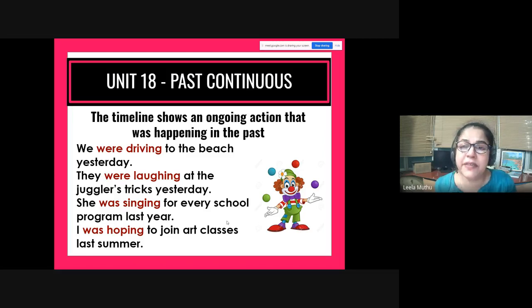We were driving to the beach yesterday. So in the past, we were driving. But right now we're not driving, but that was an ongoing action that was happening in the past. They were laughing at the juggler's tricks yesterday. Yesterday there was a birthday party in my friend's house. There was a juggler doing tricks and they were laughing, in the past, yesterday, at the juggler's tricks. So it is an ongoing action which was happening in the past.